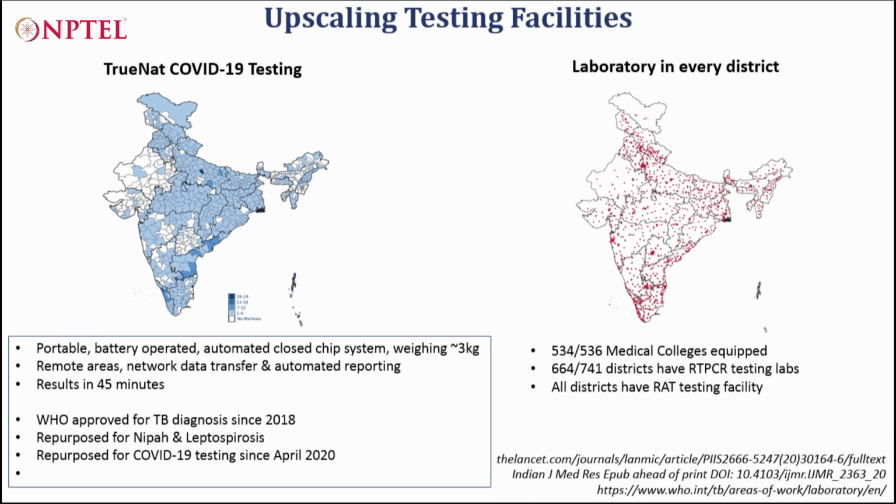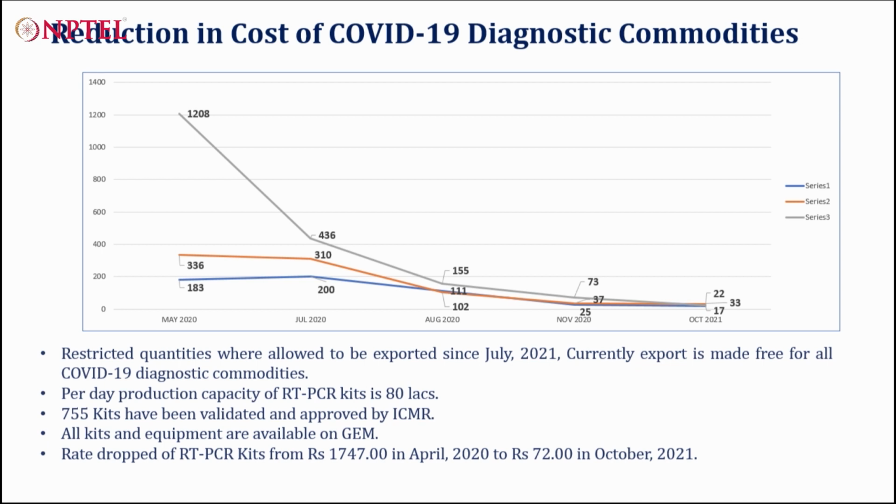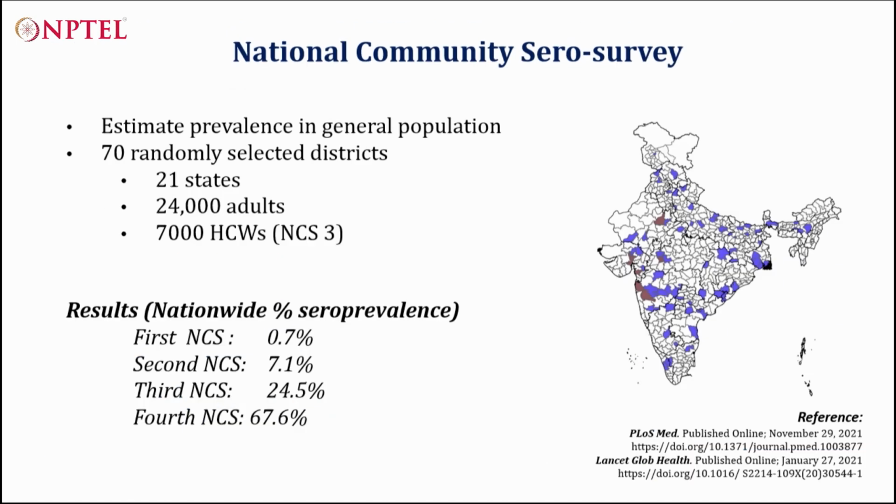So, testing is not a problem, and it was expanded in a year throughout the country, and we also roped in the TrueNet and the CBNet, and the rapid antigen test also. So, anybody can go for the testing. Initially in phase 1, in large cities we were using the RT-PCR. At district level we started the TrueNet, CBNet, and in the field the antigen test. So, different platforms were there. Earlier the cost was very high, but with the local support from the Make in India technologies, we developed our own kit, the cost came down.